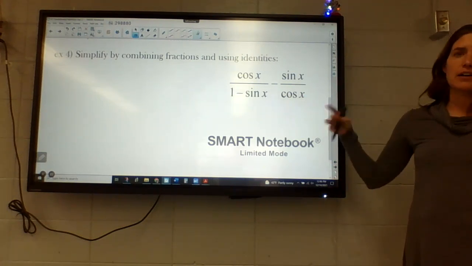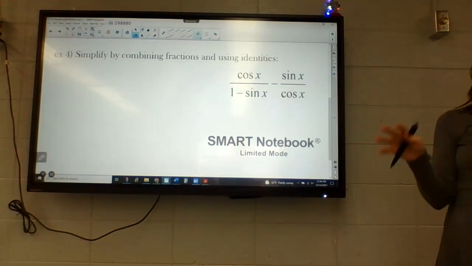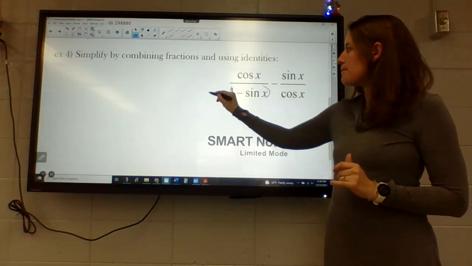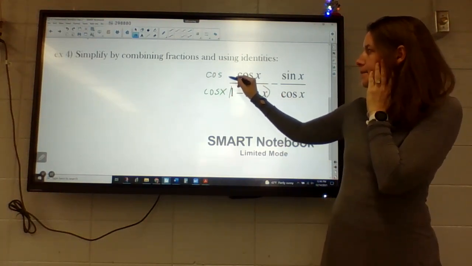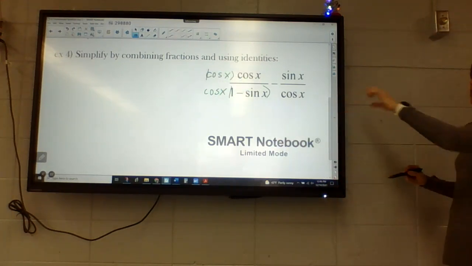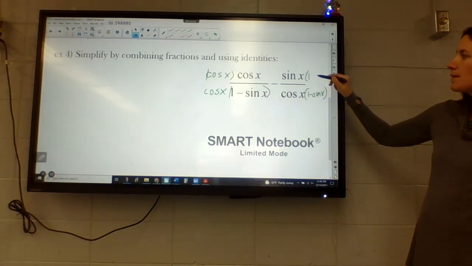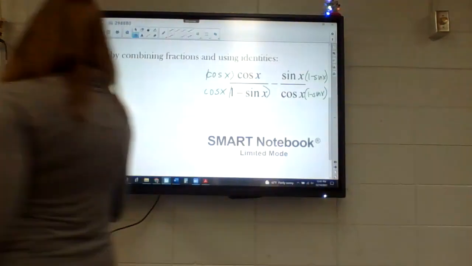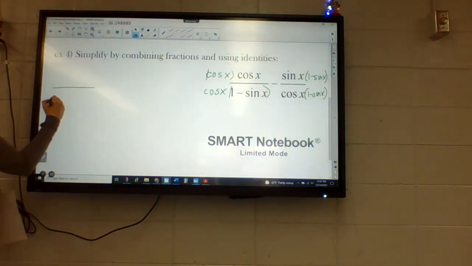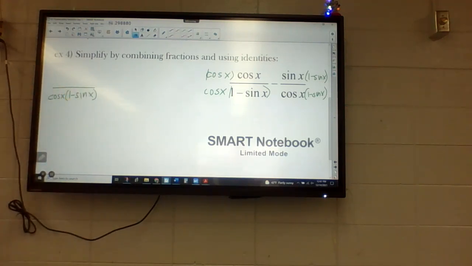So, common denominator. If you can't find the common denominator, what's the fail-safe way? Multiply it by the other one. So this one's going to get multiplied by cosine of x. If I do that to the bottom, I have to do that to the top. Over here, this one has to get multiplied by 1 minus the sine of x. It needs what the other one has. So the bottom has now become kind of this complex situation here. We'll deal with that in a little bit.